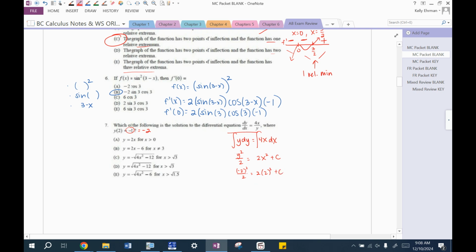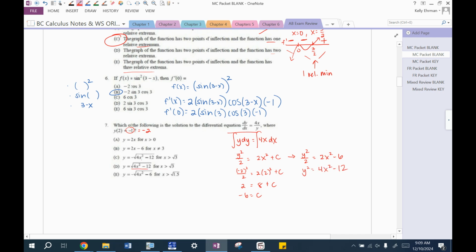So now this is 4 over 2, which is 2. This is 2 times 4, which is 8. So if I subtract, I get c equals negative 6. Okay, and then if I go back and plug that in, y squared over 2 equals 2x squared minus 6. Solve this for y. y squared equals 4x squared minus 12.